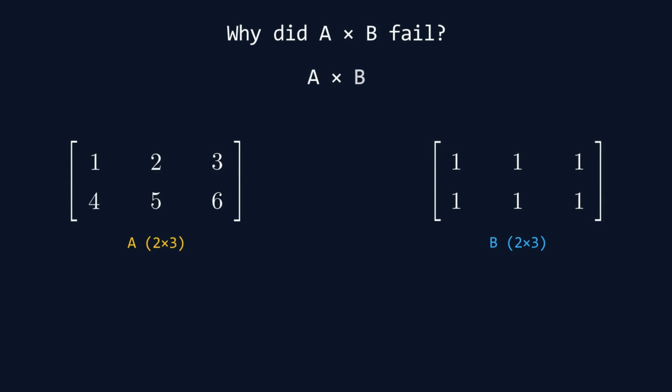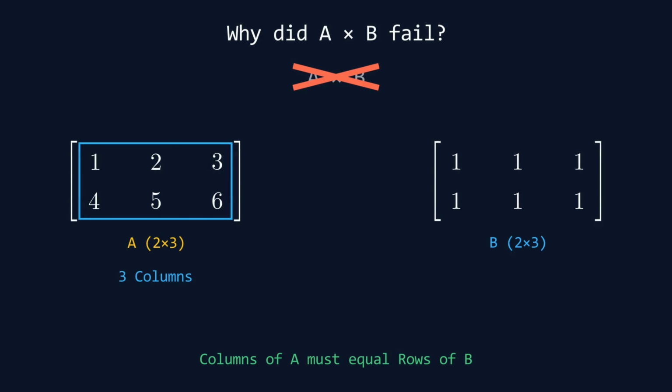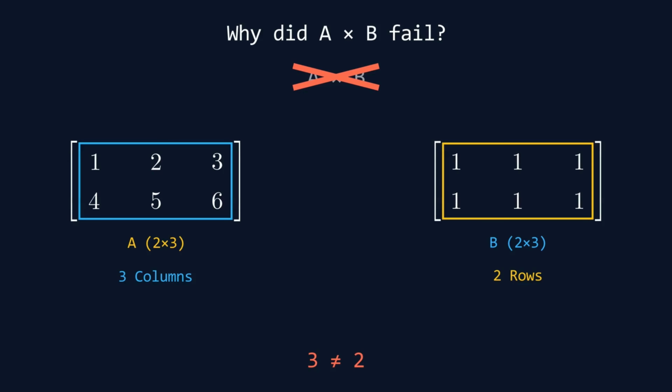Why did A times B fail? Matrix multiplication has a different rule. Here's what you need to know. The columns in your first matrix have to match the rows in your second matrix. A is 2 by 3, B is 2 by 3. 3 doesn't equal 2. That's why it crashed.